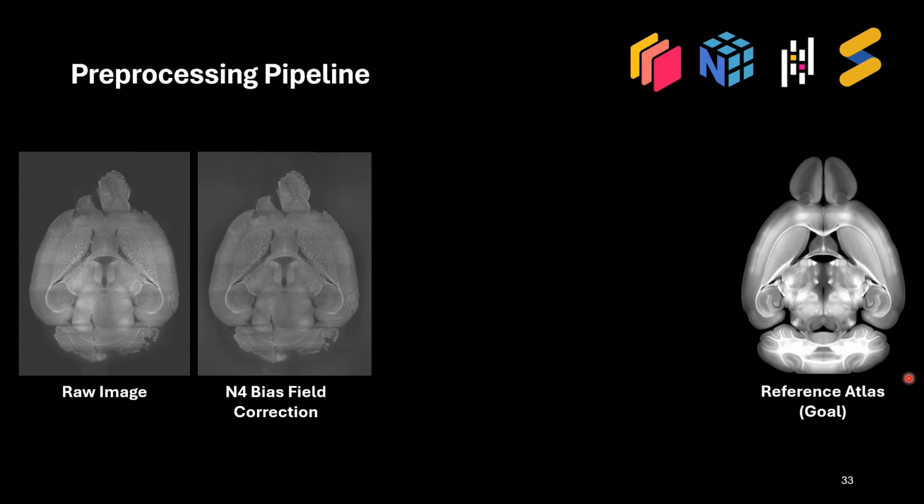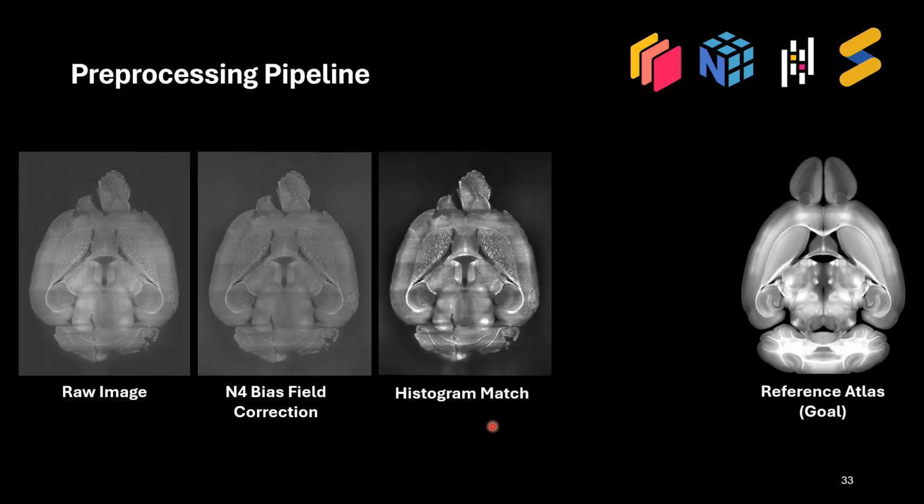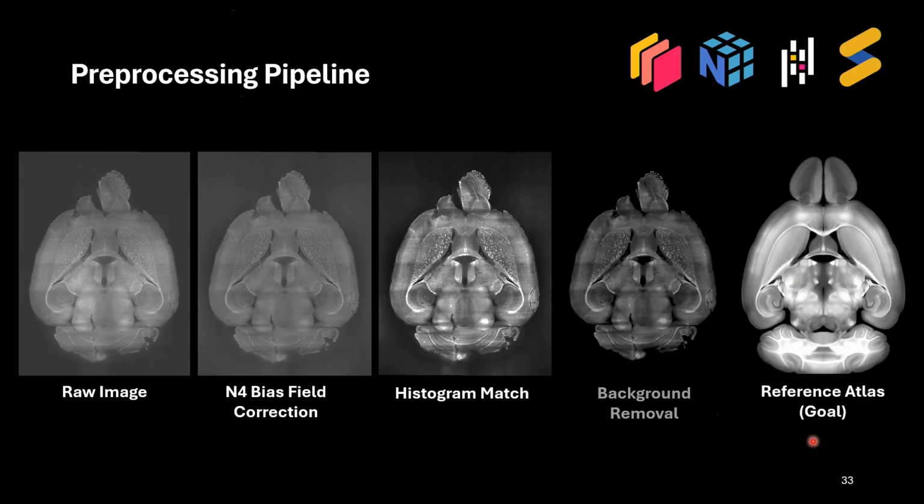So first we did an N4 bias field correction using SimpleITK, which essentially normalizes the intensity. You can see there's this really bright region in the center of the raw image. However, after this correction, that's gone and it's a lot more uniform. I then histogram matched, so I matched the intensities of this image to the reference atlas, and then I removed the background.